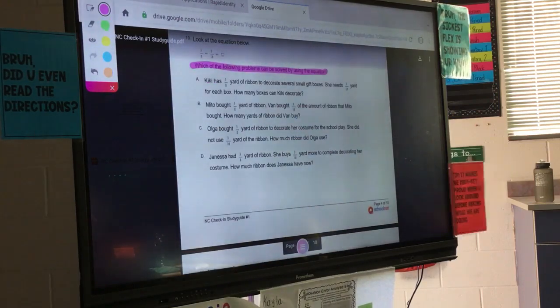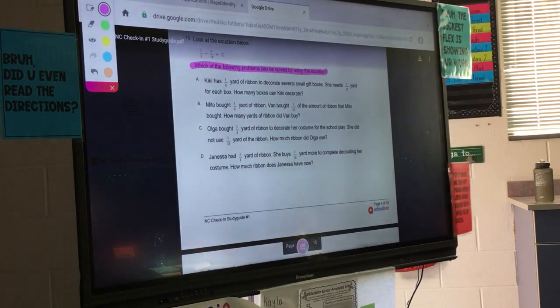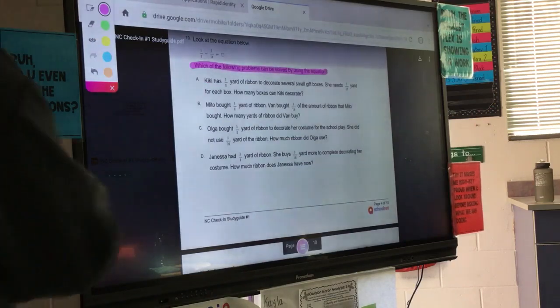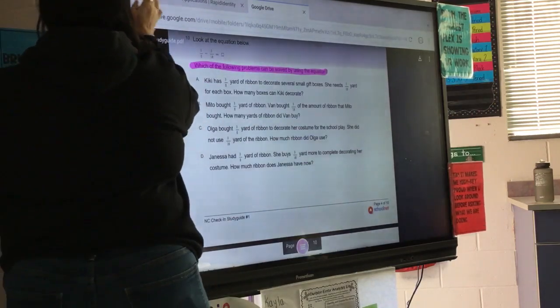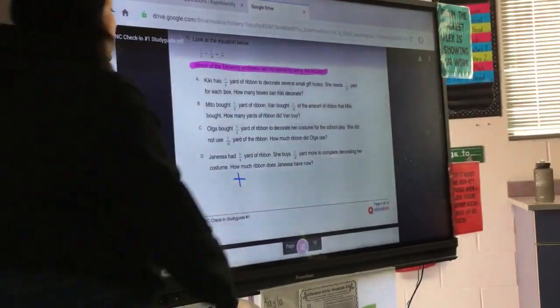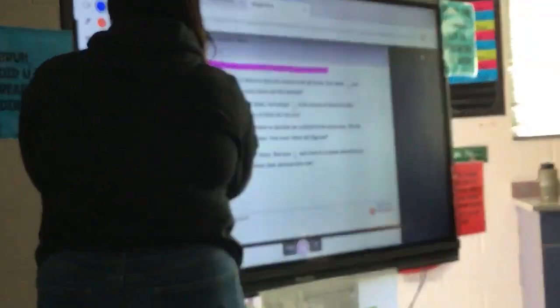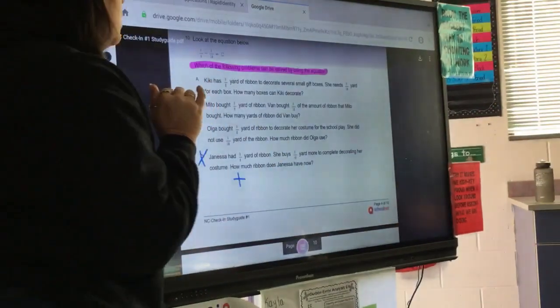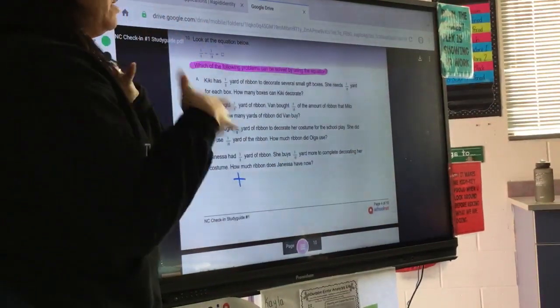And the last one. Janisa had 3/8 yard of ribbon. She buys 3/16 yard more to complete decorating her costume. How much ribbon does Janisa have now? Stand up if you pick that one. Alright, so D is obviously definitely not our answer because this is a plus problem. Now, we have at least one person stand up for A, for B, and for C.